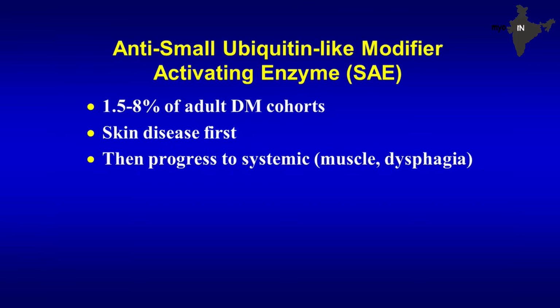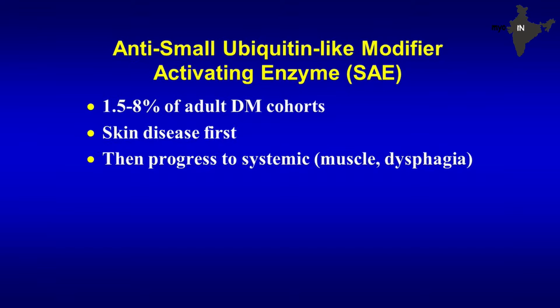So the TIF1 gamma and NXP2 autoantibodies can be associated with malignancy, and it's important to think about screening really all older patients with dermatomyositis, but in particular the patients with those antibodies. The SAE is seen in a smaller percentage of adult dermatomyositis cohorts, 1.5 to 8%.